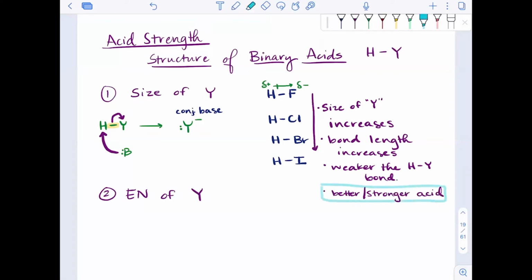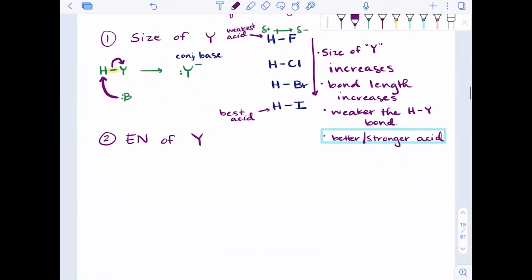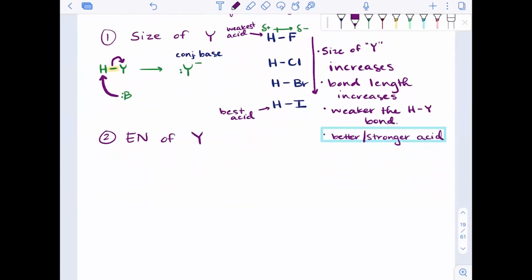What do we mean at the end of the day? It means that HI is the best acid, most reactive, fastest to give away its proton. HF is the weakest acid, the worst acid, not good at being an acid, all right? That's one factor, size of Y. Bigger the Y, the better the acid.